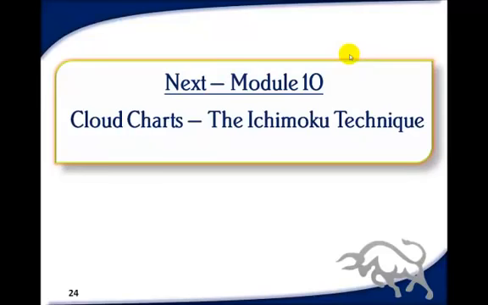The next module, module 10, is a really great module, and we'll be talking about cloud charts, the Ichimoku technique. I'm not sure if that's quite the way the Japanese pronounce it, but it's one of those Japanese methods that's been discovered in the West, even more recently than candlestick charts, and it's a terrific trading method that a lot of people are now looking at and trying to find out about. Also, a lot of charting software are producing it, so we have a whole module dedicated to looking at this cutting-edge latest thing called cloud charts.